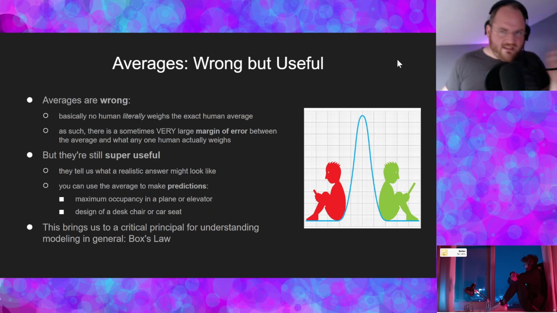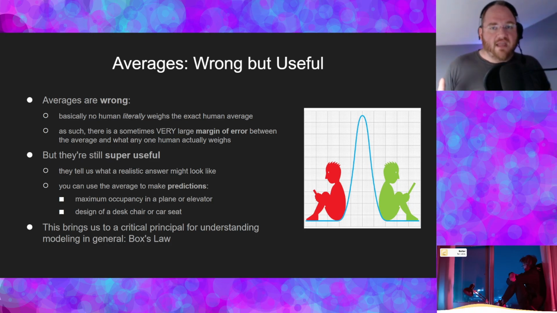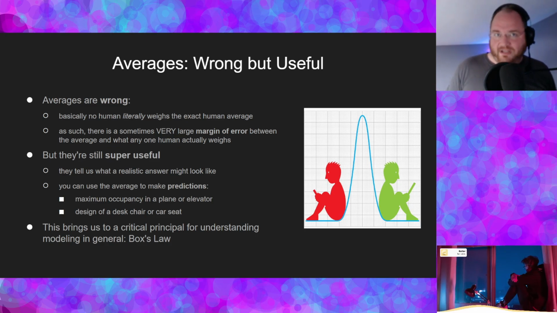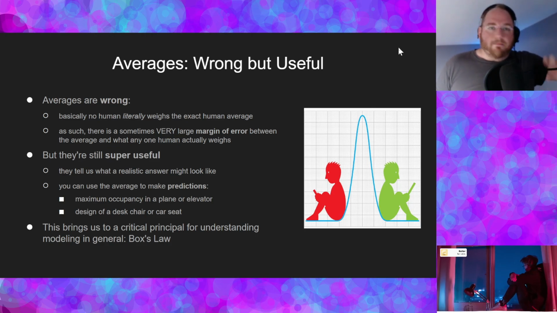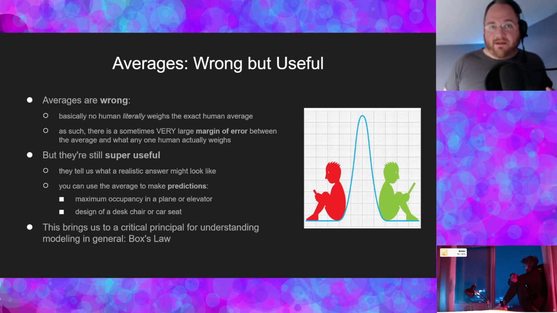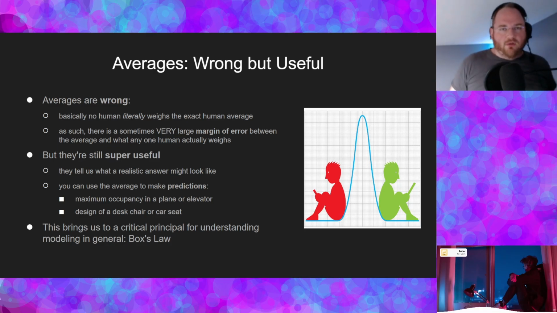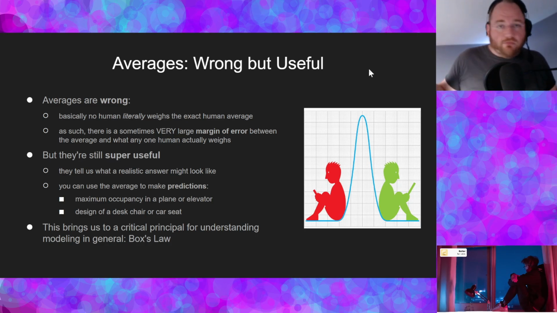So what's the deal with averages then? They are not real, right? They are a computed abstraction. They are a simplified model. Just like a toy train is not a real train. Just like a map is not New York State. Averages are wrong, right? There is no human who literally weighs the exact human average, because if you compute the human average out to several decimal points, then no human will ever be the exact amount. I know that's silly, but that's kind of the point here. It's necessarily wrong to reduce, because if it wasn't reduced, it would just be the real thing, right?